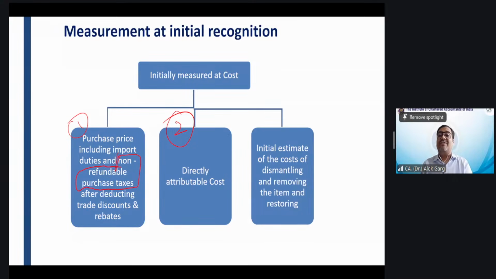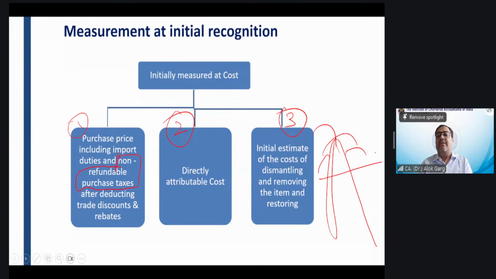Third, what is the third leg? The third leg is, once you added purchase cost plus import duty plus non-refundable tax minus trade discount and rebate plus directly attributable cost, plus the initial estimate of the cost of dismantling and removing and restoring. The company has installed a telecom tower.